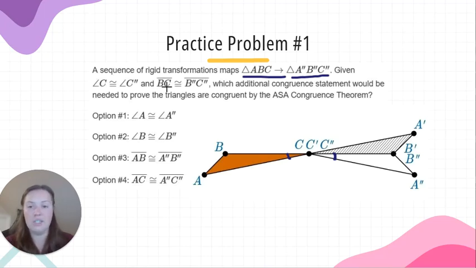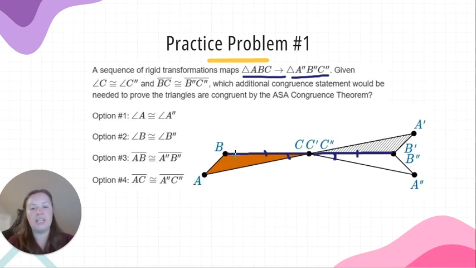They're saying that angle C is congruent to angle C double prime. They're saying that BC, which is this one right here, is congruent to B double prime, C double prime, which is this one right here, right? So I'm going to do my little tick marks. What additional congruence statement would be needed to prove that these triangles are congruent by angle, side, angle?